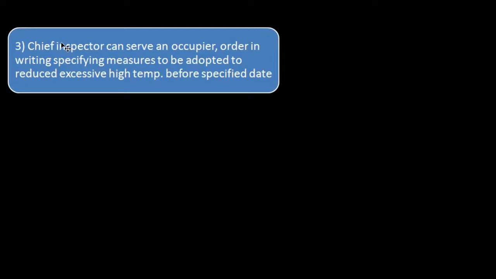Now we will move on to the last subsection 3, which says that the Chief Inspector can serve an occupier an order in writing specifying the measures to be adopted to reduce excessive high temperature before a specified date. Now in a factory, if there is excessive high temperature and the Chief Inspector finds that it could be reduced by adoption of certain measures, then he can put that in writing to the occupier of the factory to adopt these measures before the specified date.